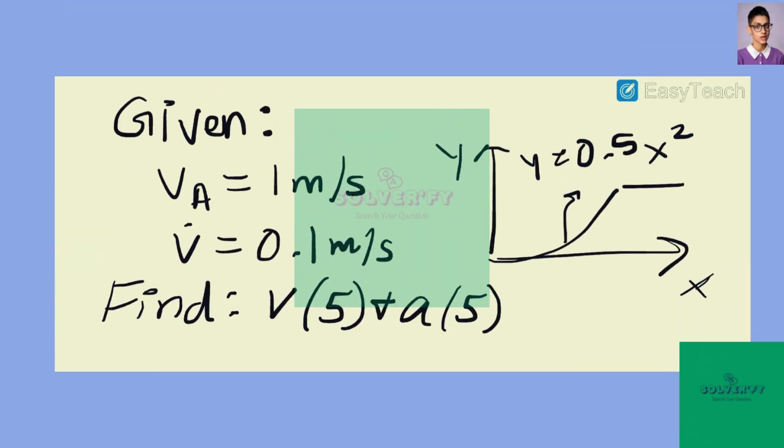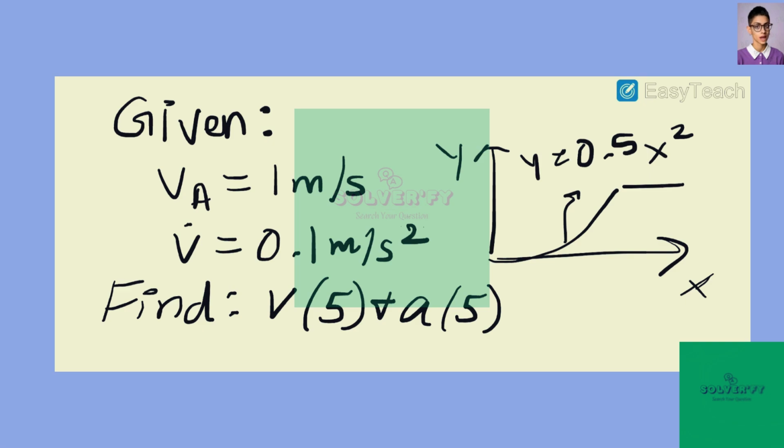Hi everyone, so what we have is a motorcycle going up a hill. At A, we know the initial velocity is 1 meter per second, and at this point, the velocity is increased by 0.1 meters per second squared. We know that the hill the motorcycle is going up has a profile such that y is equal to 0.5x squared. What we're asked to solve for is the velocity at 5 seconds and acceleration at 5 seconds.